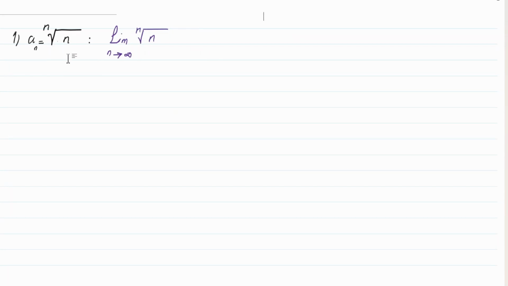As another example, let's find the limit for this sequence, which is defined by a sub n equal to nth root of n. For finding the limit for this sequence as n approaches infinity, we can use the fact that the limit as n approaches infinity of natural log n over n is equal to 0. We found the limit for this sequence in our previous example. So how can we use this expression to find the limit of this sequence?